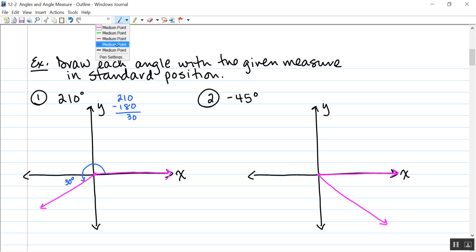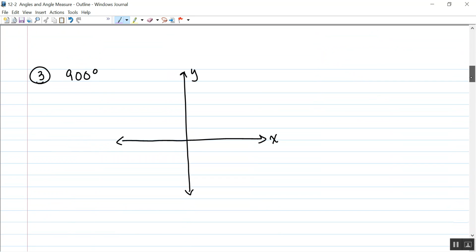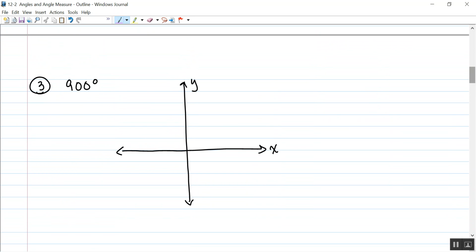And I'm going to go ahead and add my little blue arrow here to indicate the direction I'm going. And I'll label that 45 degrees. So that would be a negative 45 degree angle. And our last example of this type says we need to draw a 900 degree angle.